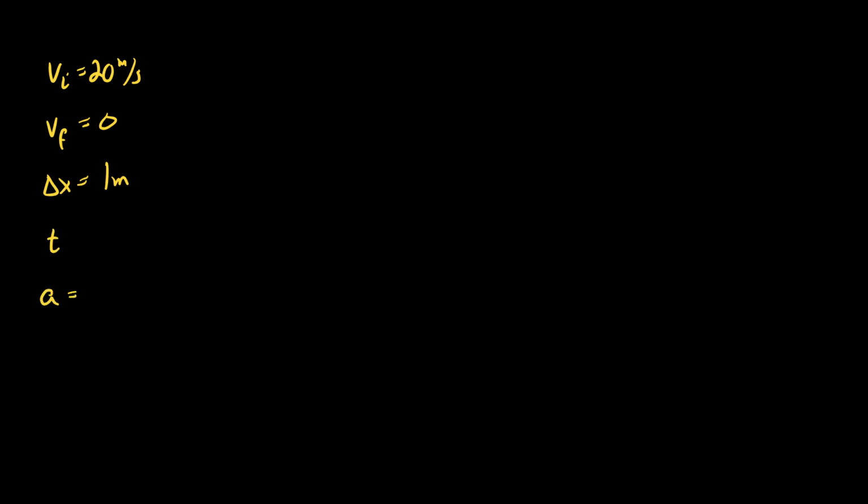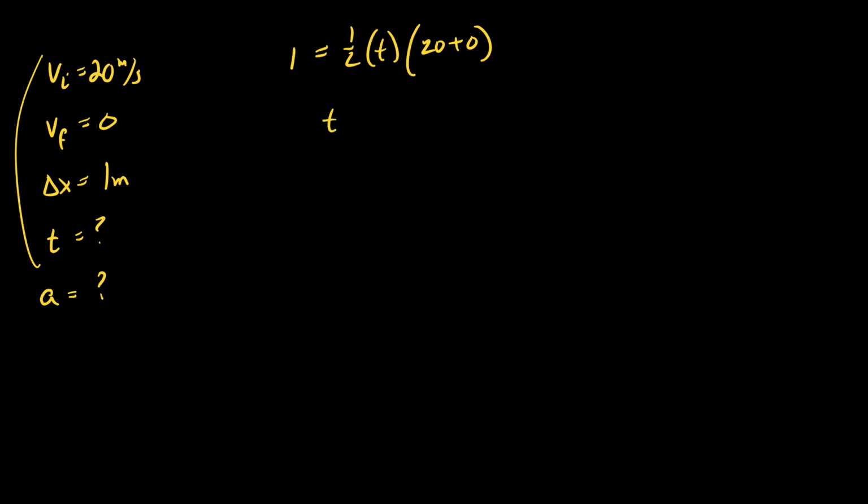So two things we didn't do or didn't know. There's bound to be a relationship that has these four things in it. So I'm thinking delta x equals 1/2 times t times initial velocity, 20, plus final velocity, 0. So how long does it take to come to rest? Half of 20 is 10, so the time of the accident is 0.1 seconds, 100 milliseconds.